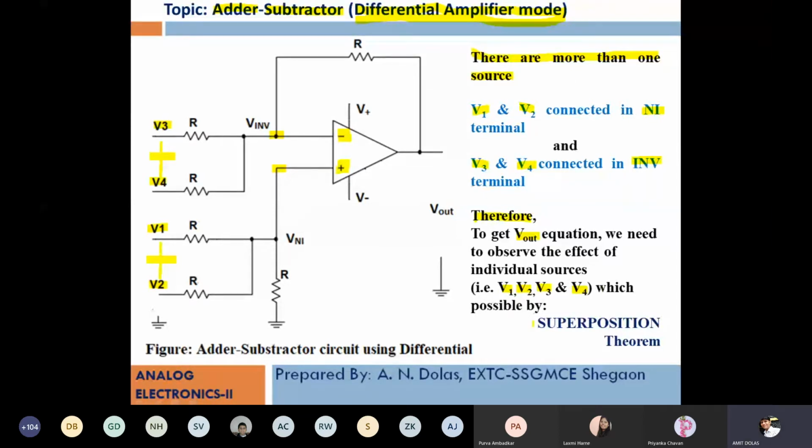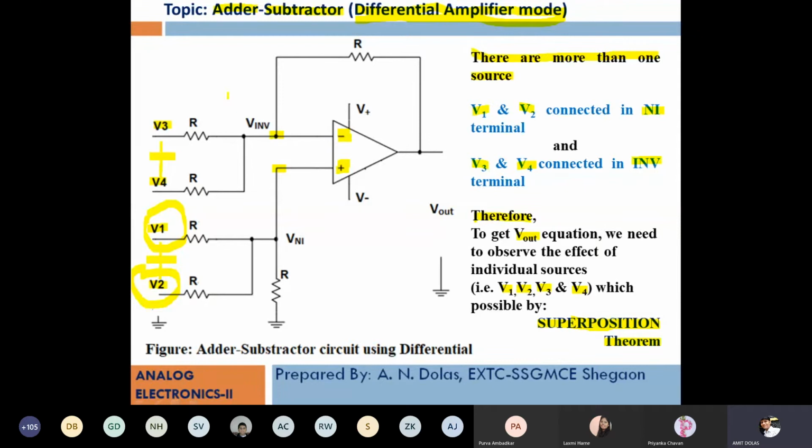You are well acquainted with the superposition theorem because it is covered in network analysis. So we'll see the effect of individual sources on this circuit using the superposition theorem. What I will do is, I will keep V1 active or present and the remaining sources, that is V2, V3 and V4, I will ground. Next, I will keep V2 active or present, with the remaining V1, V3 and V4 grounded. Similarly for V3 and V4.